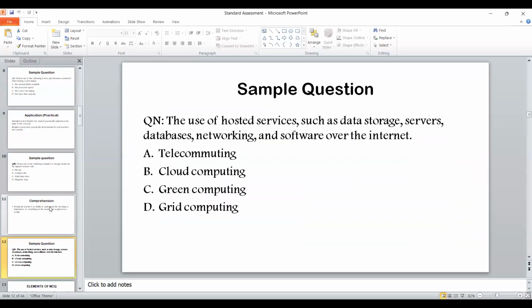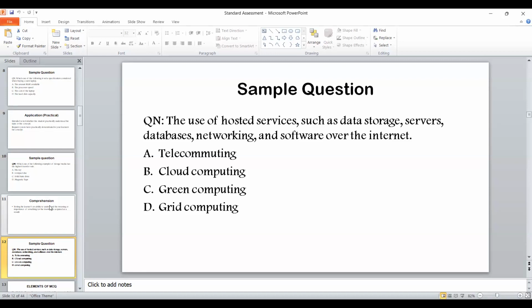So I can have a sample question here. The use of hosted servers, such as data storage, servers, databases, networking, and software over the internet. Four options: telecommuting, cloud computing, green computing, and grid. So if you are teaching, let us say, trends in computing, then you are testing now to see whether they really understood you, whether they were following what we are saying.